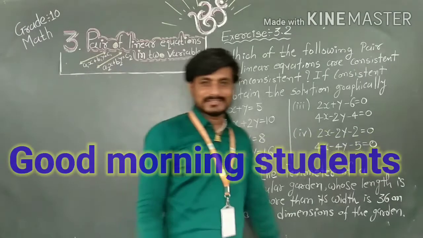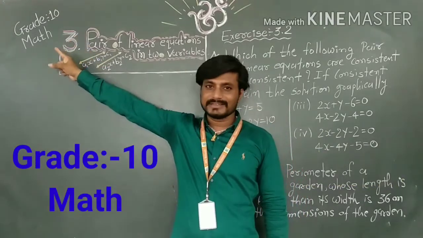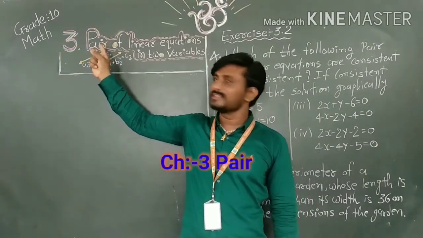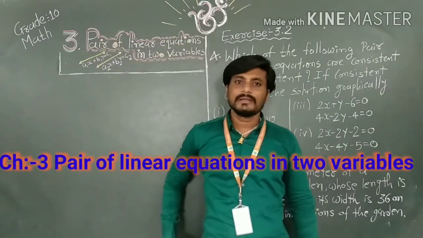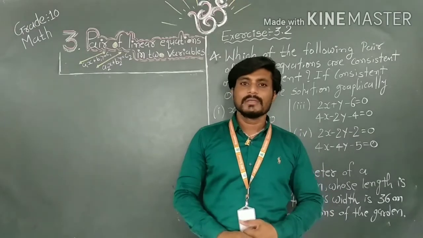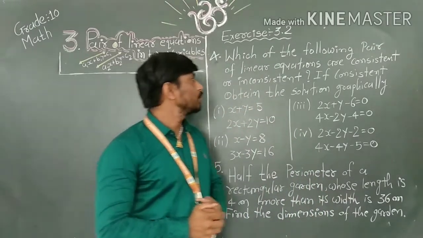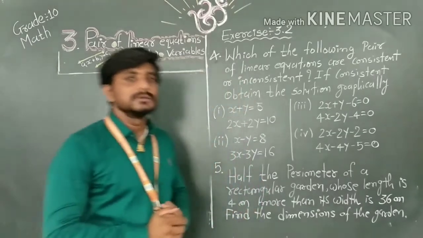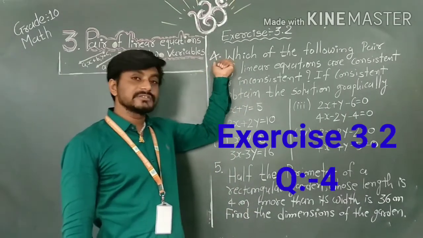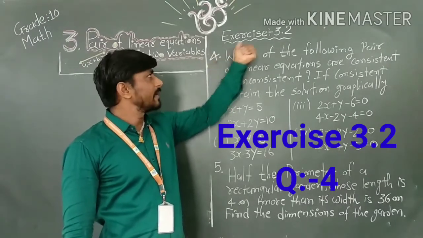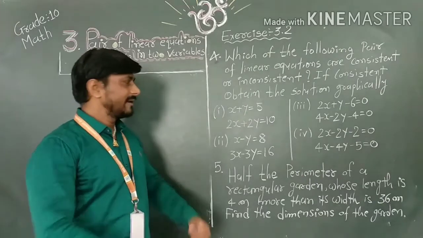Good morning students, welcome back again to grade 10 mathematics, third chapter, which is pair of linear equations in two variables. In our previous video we talked about exercise 3.2 question number 3. Today we talk about question number 4 of exercise 3.2. Without wasting time, let's start.